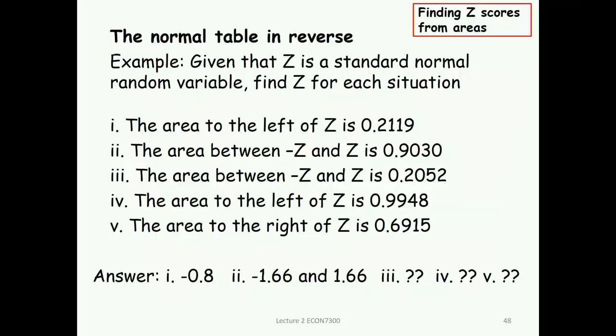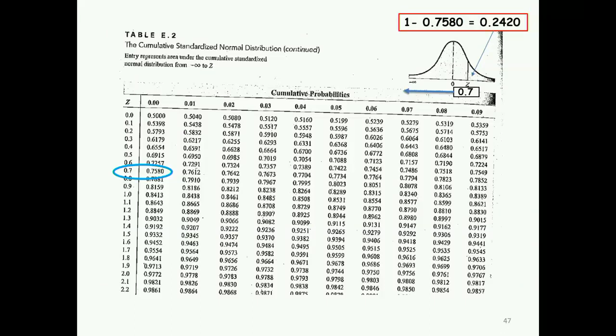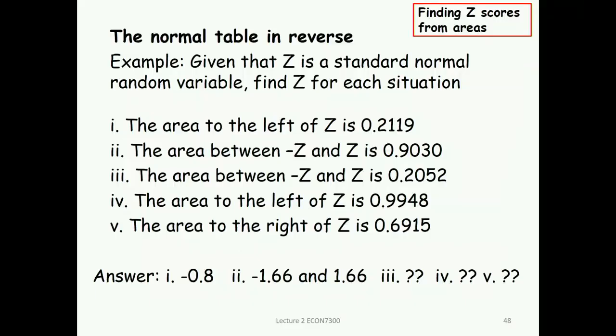This is now, you see, what we do here. You have Z, then you calculate the probability. What about if I give you the probability? Could you calculate Z? Could you give me Z? I give you the probability, I give you 0.7580, you give me 0.7. So the other way around. The area to the left of Z is 0.2119. Do you think Z is positive or Z is negative?